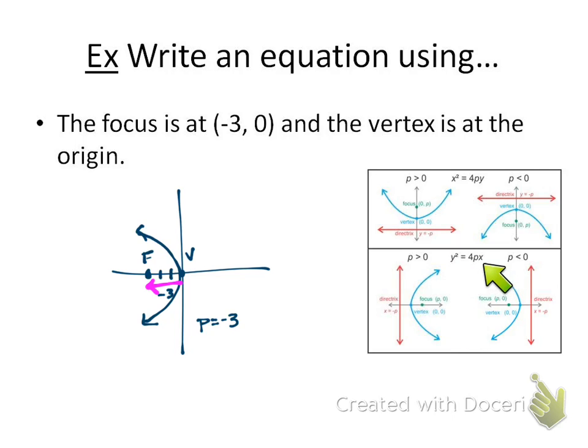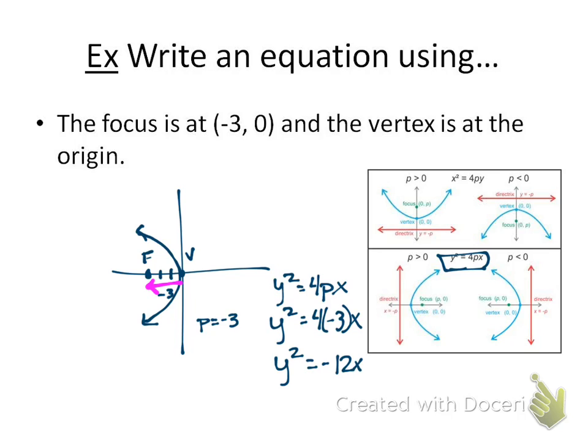So I'm going to need one of these equations to use. This is what I'm going to model from: y squared equals 4px. If I know p is -3, my equation is just y squared equals -12x.